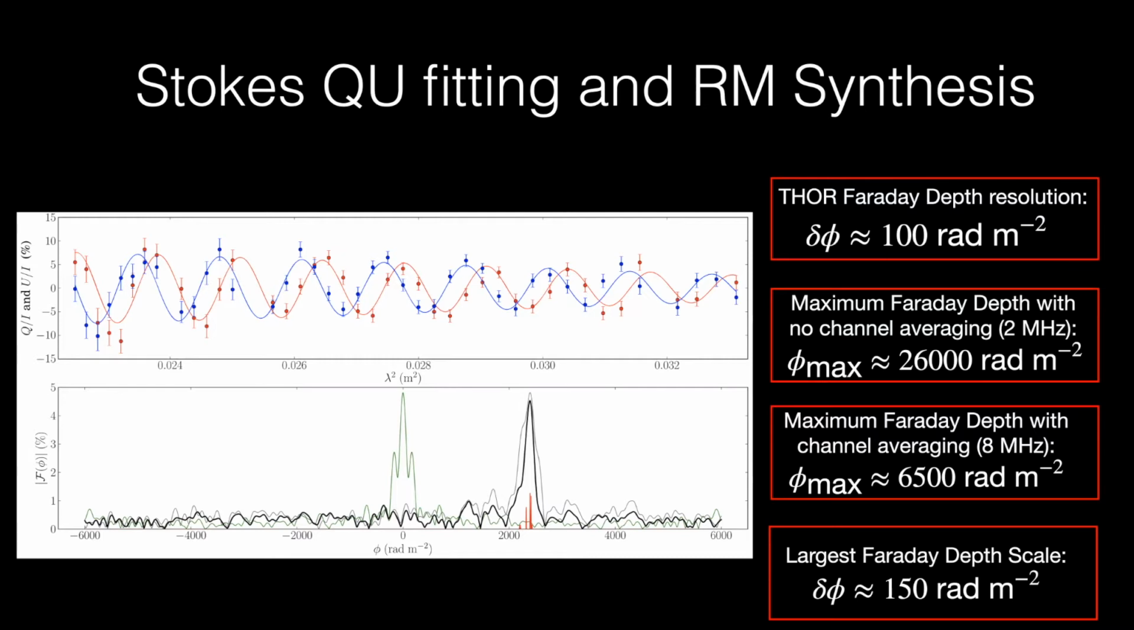Some key metrics for RM synthesis using Thor data include the Thor Faraday depth resolution of 100 radians per square meter, as well as the maximum observable Faraday depth with no channel averaging being 26,000 radians per square meter. With channel averaging, the maximum observable Faraday depth is reduced to 6,500 radians per square meter, and the largest Faraday depth scale is 150 radians per square meter.